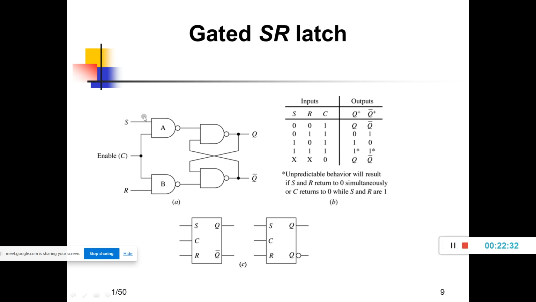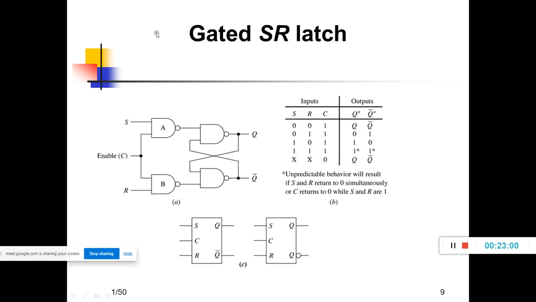You can put the combinations 0 and 1 and check the output Q and Q bar. Okay, so the main thing here is the difference between S bar R bar latch and gated SR latch. So here you can put the combinations of S and R and check the output.